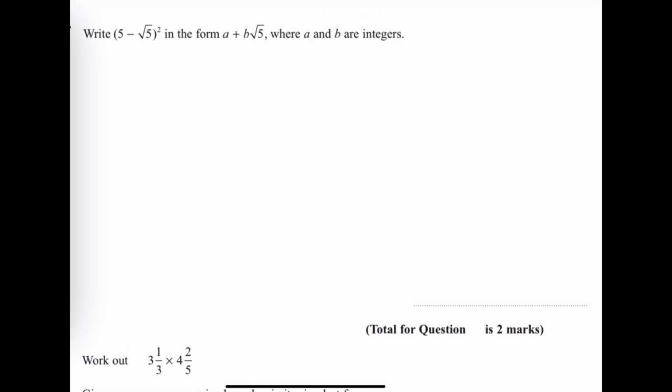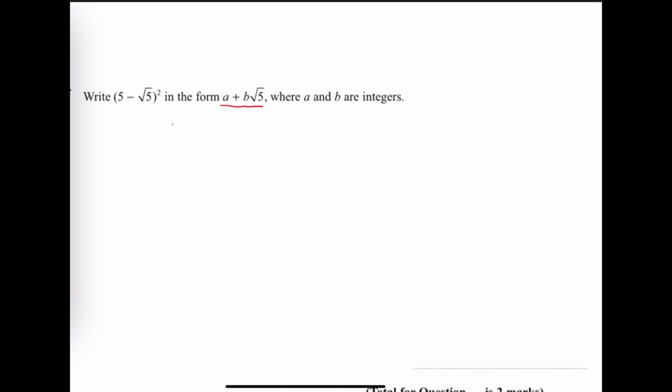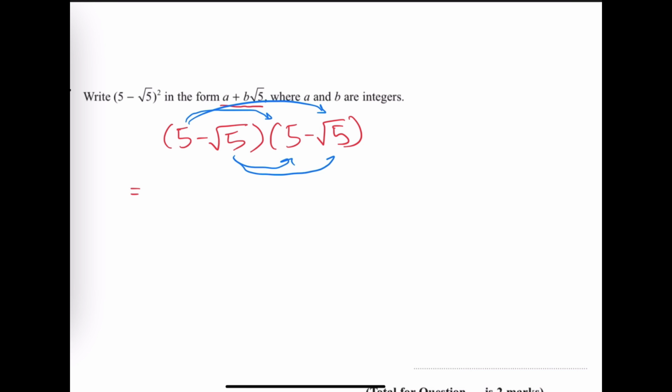Question 7. Write 5 minus root 5 squared in the form of a plus b root 5. So how we do this is that we expand it out so that we can make it easier on ourselves. So we do this the same way that we do a quadratic, in the terms that we times each term with each other.